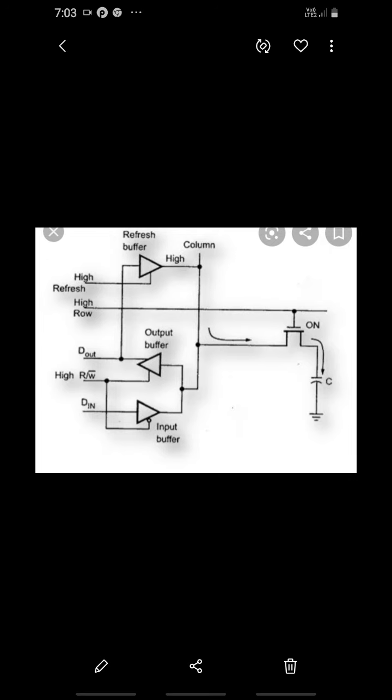Next, the refresh operation. The circuit diagram of the refresh operation is shown in the above PPT. Here, to enable a refresh operation, the read or write line, row line and refresh line are made high. This turns on the transistor and connects the capacitor to the column line.